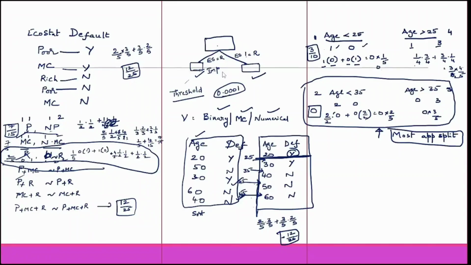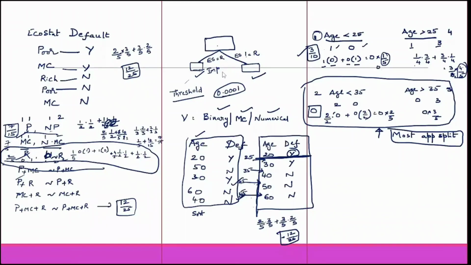And finally, this has to be multiplied by the weights. In this group there is only one observation, so I'll multiply it by 1 by 5. And here there are 4 observations, so I'll multiply by 4 by 5. Overall, I got an impurity of 3 by 5.